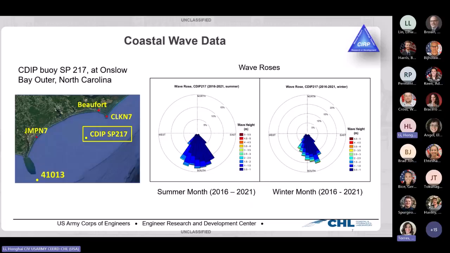And also we have some wave data. This is also a CD buoy, and it's offshore of a Beaufort site. You see the location is here, and the wave looks very similar in terms of direction. So mostly from the south, because the bay is open to the south, and the amplitude, the wave height, is a little bit different. So you see in the winter months, the wave height has a lot of extreme events, right? You have a much bigger wave height compared to summertime.